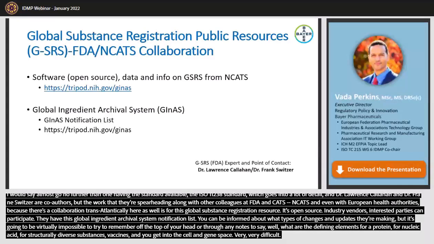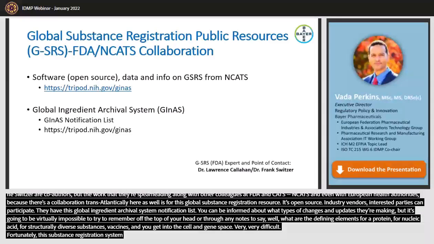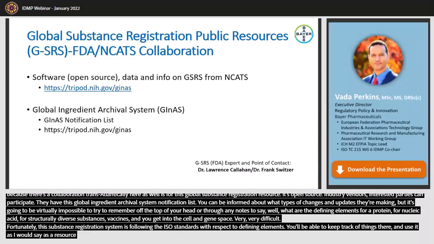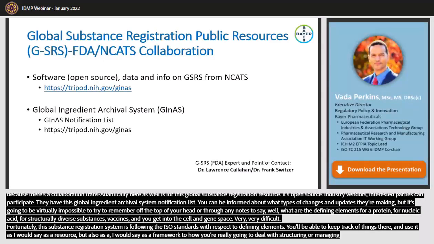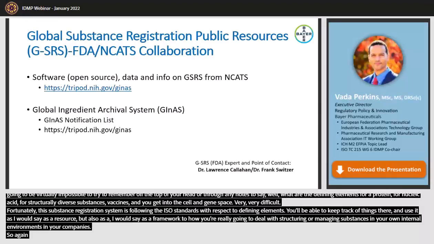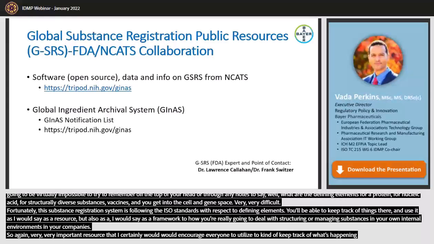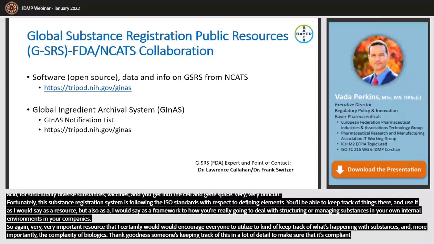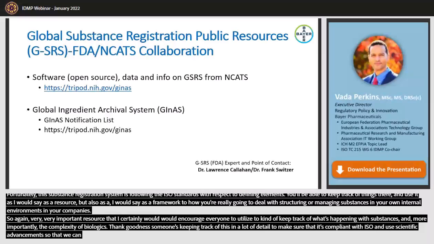Fortunately, this substance registration system is following the ISO standards with respect to the defining elements. You'll be able to keep track of things there and use it as a resource, but also as a framework for how you're going to deal with structuring or managing substances in your own internal environments in your companies. So again, a very important resource that I certainly would encourage everyone to utilize to keep track of what's happening with substances and, more importantly, the complexity of biologics. Thank goodness someone's keeping track of this in a lot of detail to make sure that it's compliant with ISO and new scientific advancements, so that we can stay clear on how to do this from a global harmonization perspective.